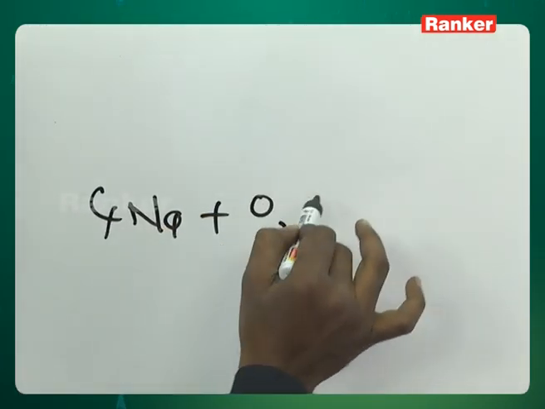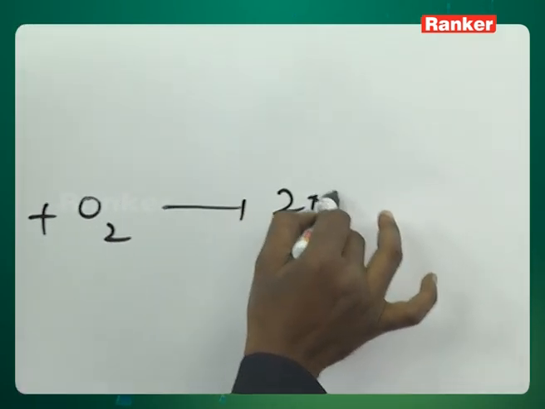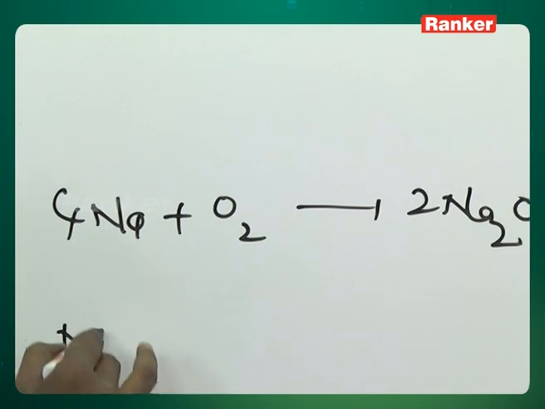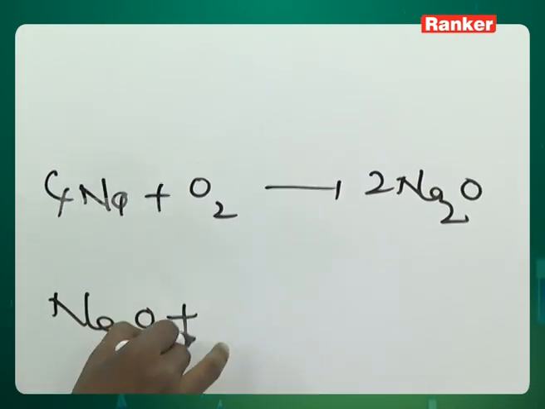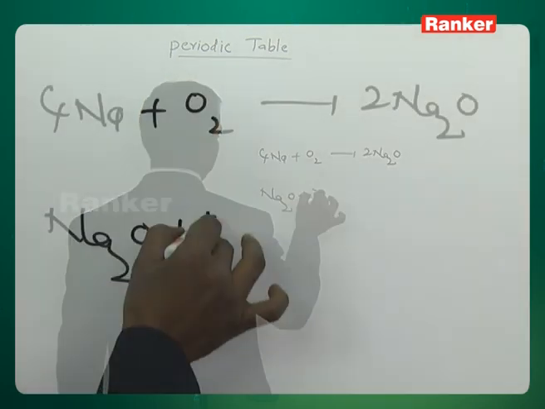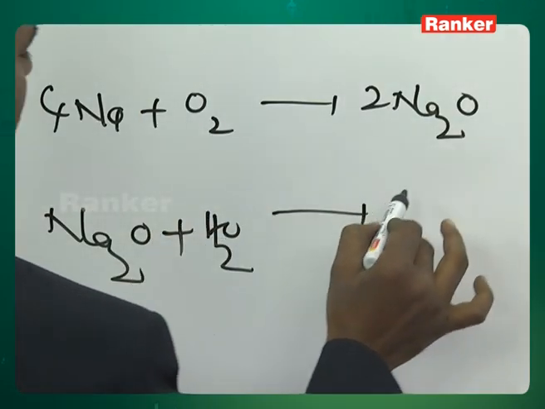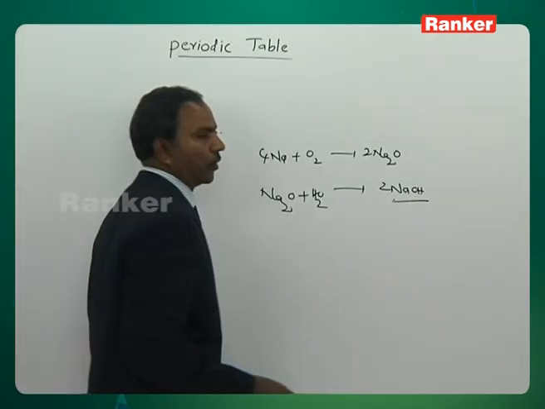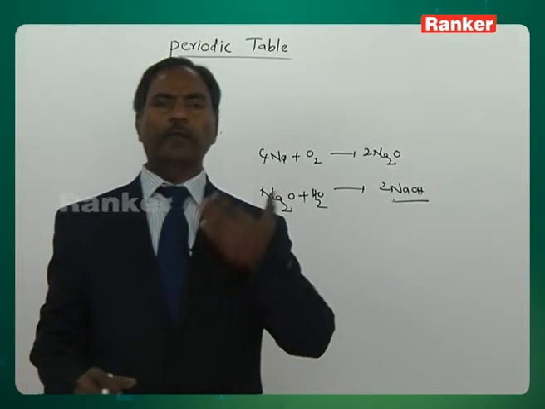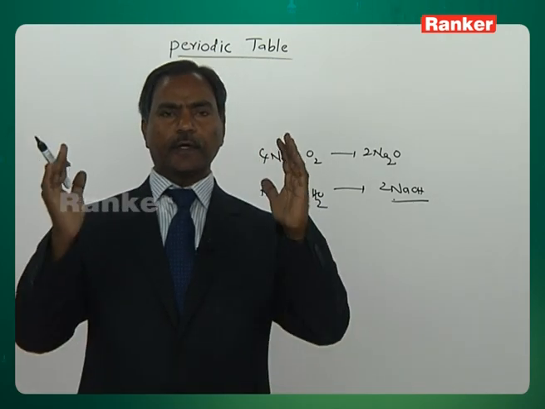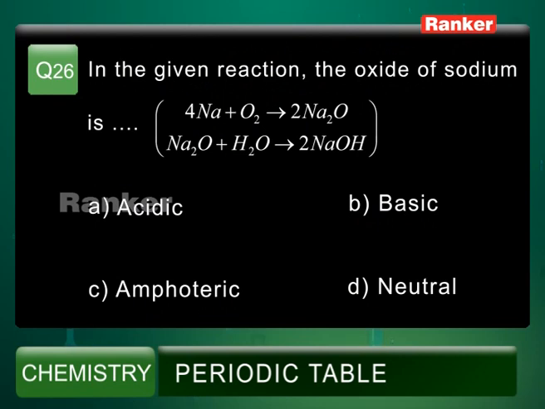4Na, sodium in the air, then you are getting sodium monoxide. This particular sodium monoxide, Na2O, is treated with water. You are getting what here? Sodium hydroxide, well known to us, it is actually a basic compound, basic in nature. The aqueous solution of sodium hydroxide is perfectly basic. Therefore, the 26th answer is B.